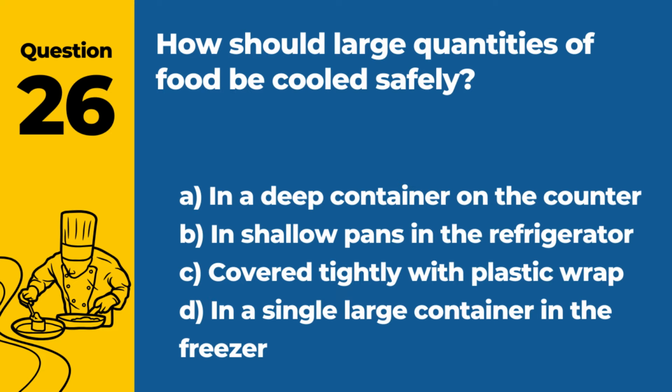A. In a deep container on the counter. B. In shallow pans in the refrigerator. C. Covered tightly with plastic wrap. D. In a single large container in the freezer. Answer: B. In shallow pans in the refrigerator. Large quantities of food should be cooled safely in shallow pans in the refrigerator to allow rapid, even cooling.